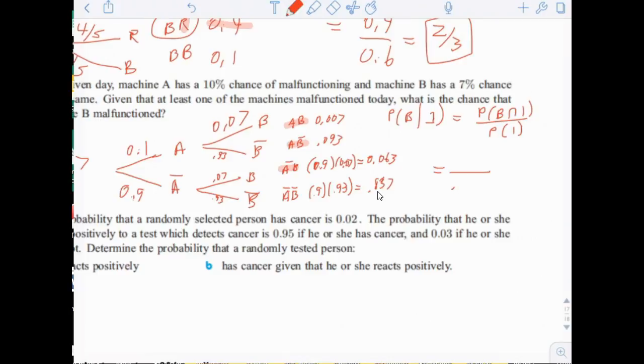That's the denominator. The numerator would be the probability that B breaks and that 1 breaks. So that would be B breaks.